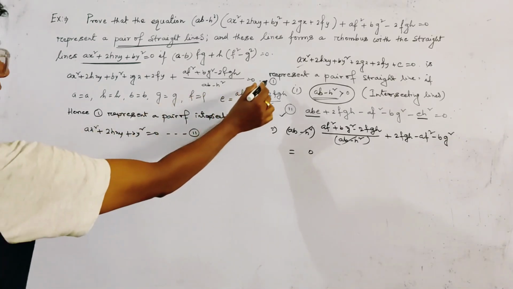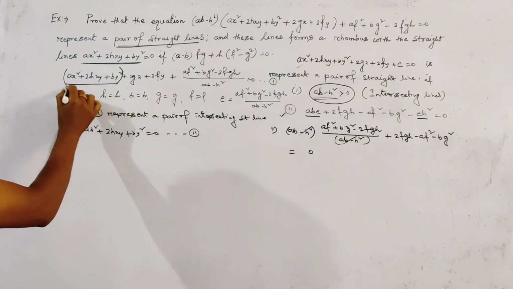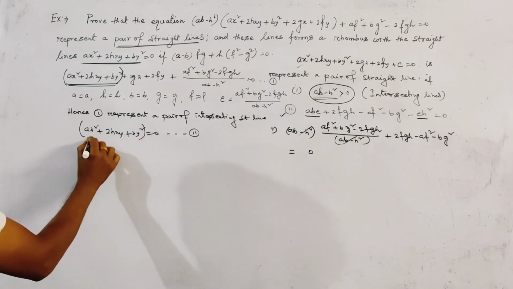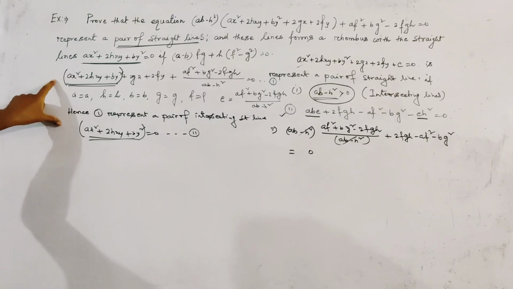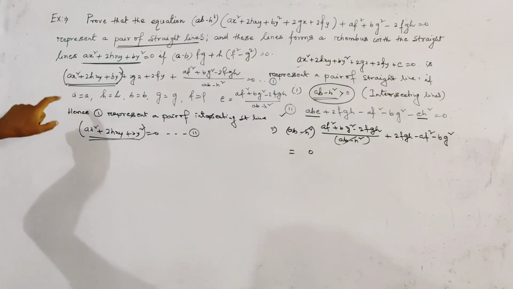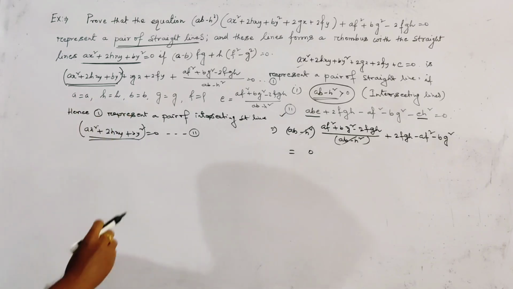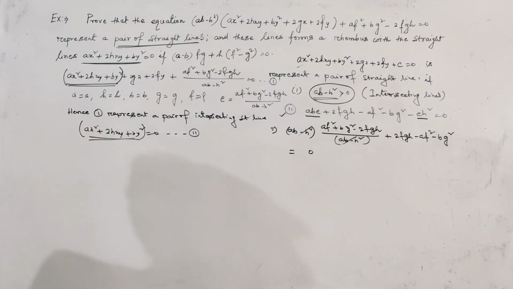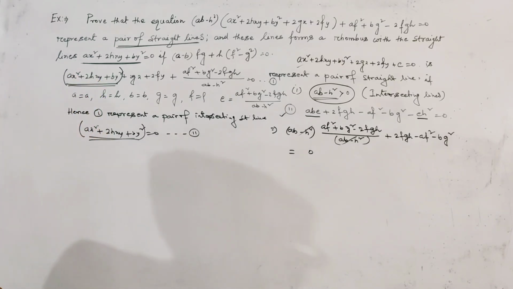Since in relation number 1 this is the second degree term in x and y, and in relation number 2 this is also the second degree term in x and y, and the second degree terms are the same in both, we say that 1 and 2 represent two pairs of parallel straight lines, two pairs of straight lines which are parallel to each other.